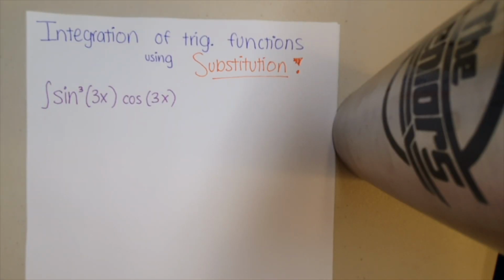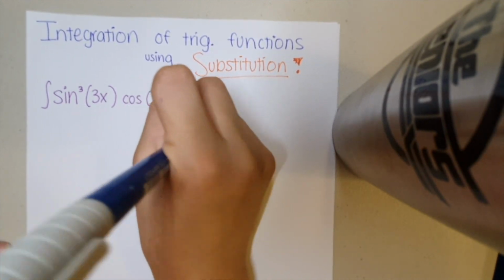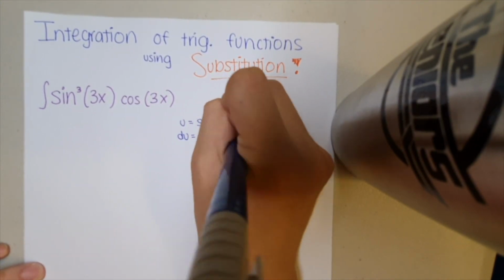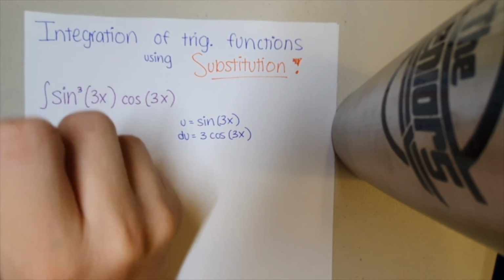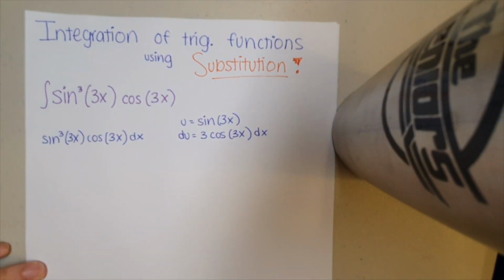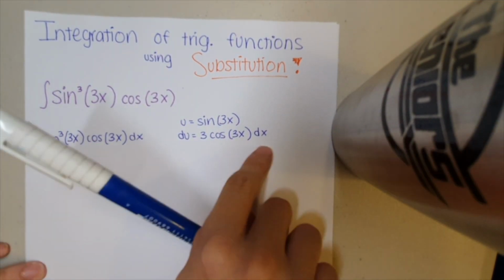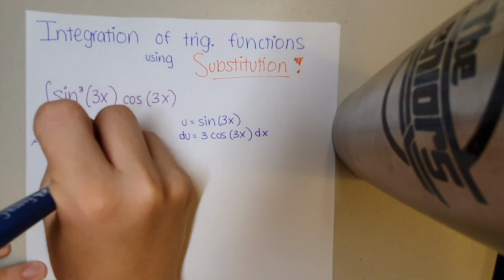The first step in this problem is to get our u and our du. Since we are using substitution, our u would be the one that has the exponent, in this case sine 3x, and our derivative would be 3 cosine 3x. As we can see, in our original function, we already have cosine 3x, which means that we are only left to multiply on the inside by 3, and as well divide on the outside by 3.